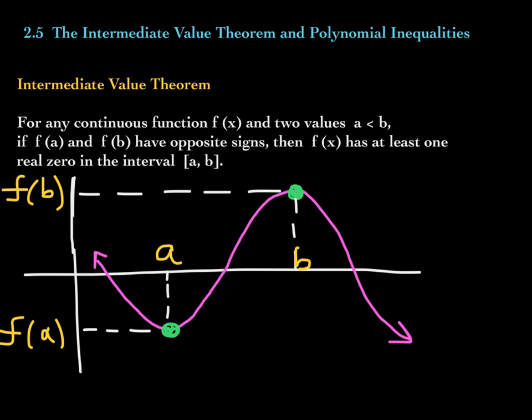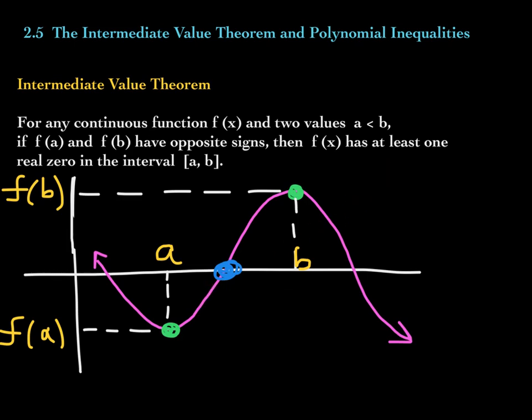Now the theorem says that if f of a and f of b have opposite signs, and that's true here, f of a is negative, f of b is positive, then the function has at least one zero in the interval from a to b, so basically between a and b. And you can hopefully see in the picture that that zero is right there. That's a zero. And it doesn't have to be just one. It says at least one, right?